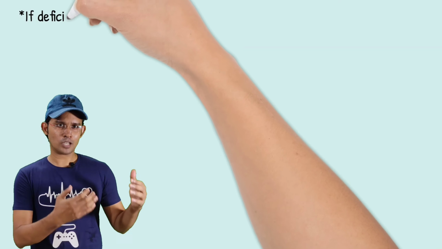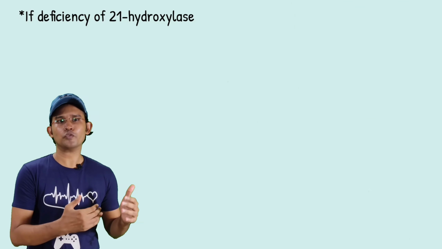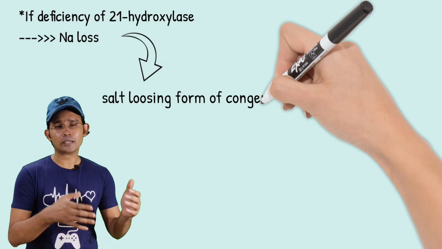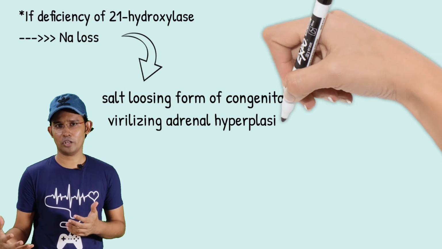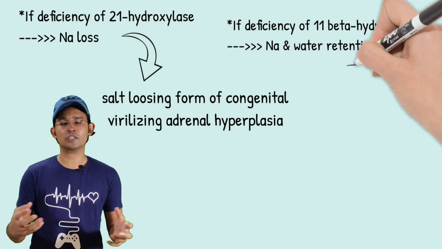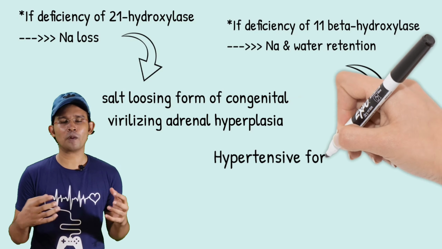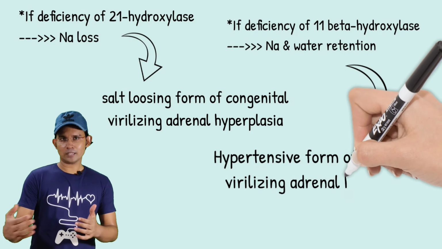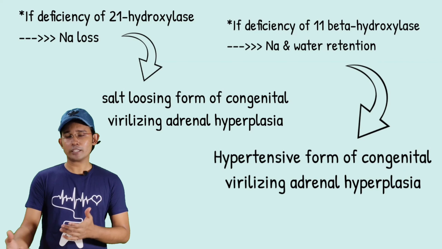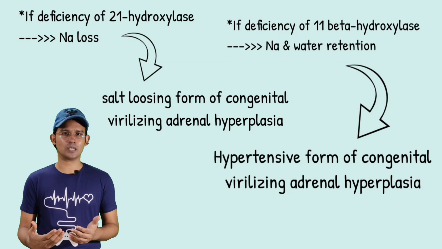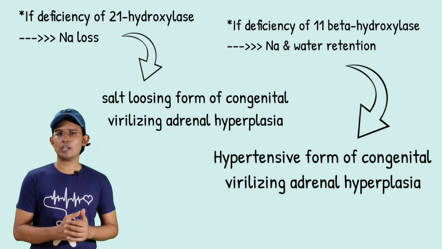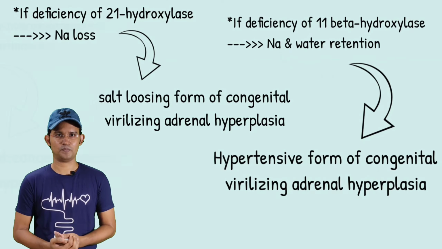Now I want to talk about some enzyme deficiencies. If we have a deficiency of 21 hydroxylase, that leads to sodium loss. With sodium loss, we call it the salt losing form of congenital virilizing adrenal hyperplasia. And if there is a deficiency of 11 beta hydroxylase, that leads to sodium and water retention, and that leads to the hypertensive form of congenital virilizing adrenal hyperplasia.